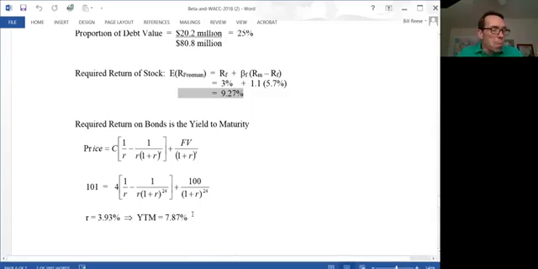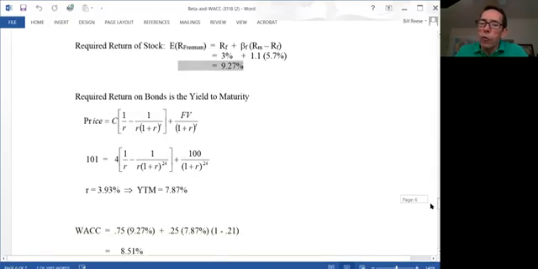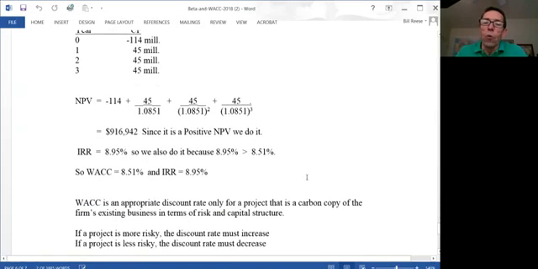So if a project makes more than 8.51%, we're still only paying the bondholder 7.87%. So what's left over spills over to the stockholders. How much is left over? Well, in this case, what's left over is $916,942. That's what a positive NPV means. A positive NPV means we've got enough money to pay the bondholders what they require, and we've got enough money to pay the stockholders what they require, and we've got some left over. Now, what's left over, who does it go to? It goes to the stockholders.